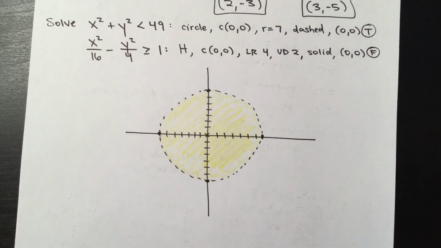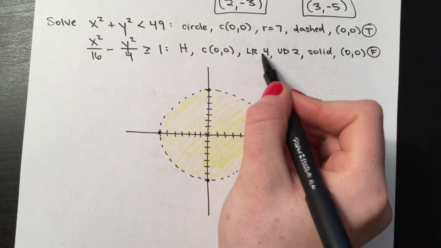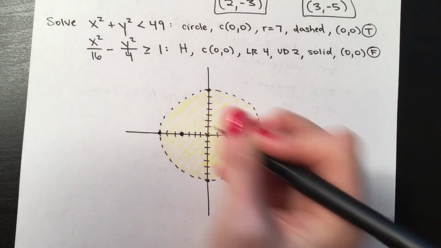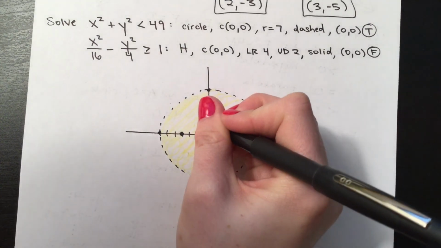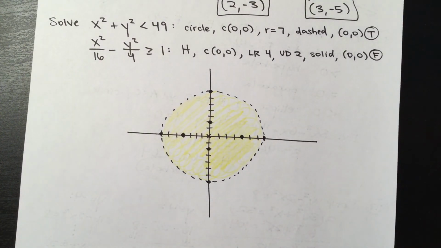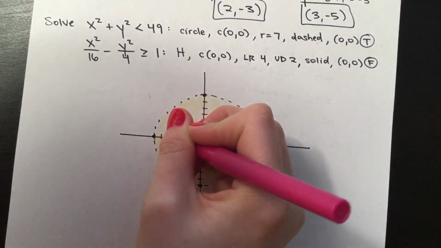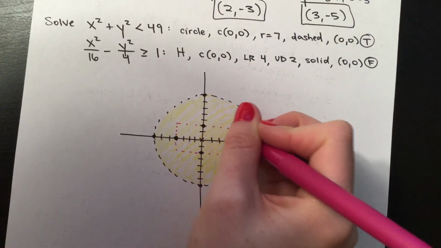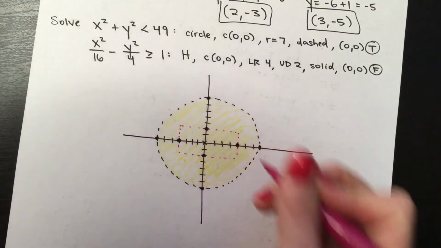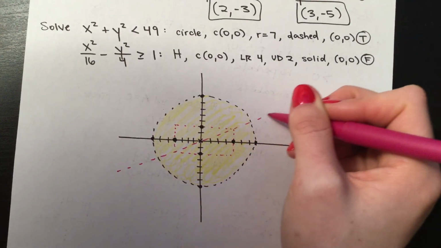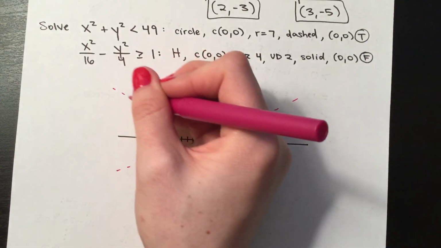Second part is this hyperbola. So we've got the same center. We're going left and right 4 units. Up and down 2. And then I know it's a hyperbola, so I'm going to do that whole box, the line, everything like that. All right, and then put in those diagonal lines; those are called the diagonal asymptotes.